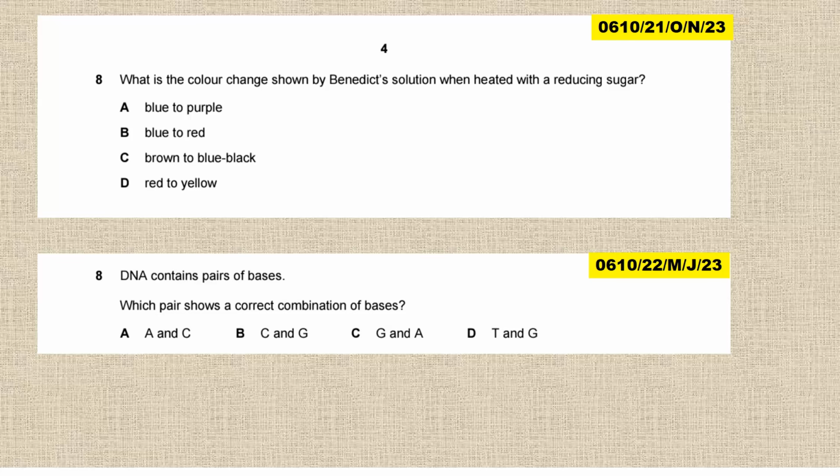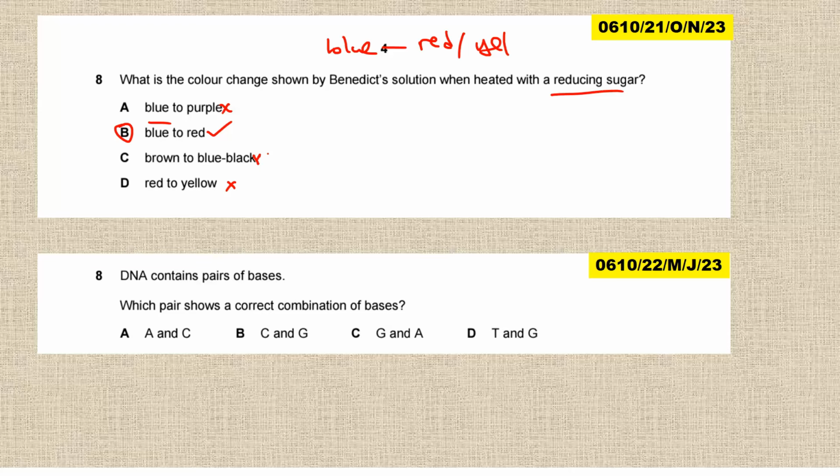This is paper 2, variant 1, October-November 2023. What is the color change shown by Benedict's solution when heated with reducing sugar? So reducing sugars are present. So Benedict's solution is blue. It changes to red or yellow or green or brick red. So blue to purple, no. Blue to red, yes. Brown to blue-black, this is iodine. Red to yellow, no. So the answer is B.